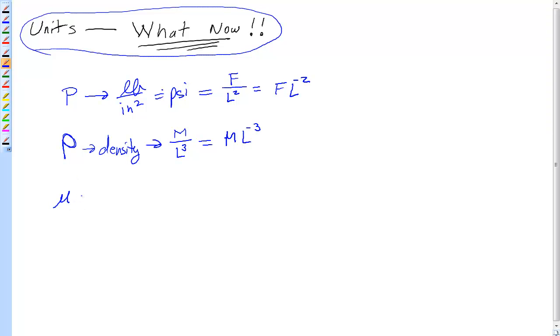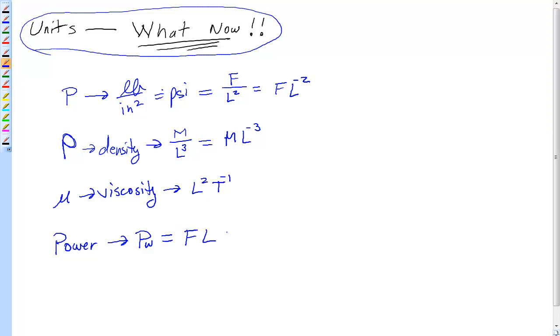Viscosity will be introduced later. If you look at it, it's a length squared times time to the minus 1. Now, let's say someone were to build a table. Let me add one more thing. For example, let's look at power, and we'll just call that PW. Its units are usually force, length, time to the minus 1. Foot-pounds per second or something like that.